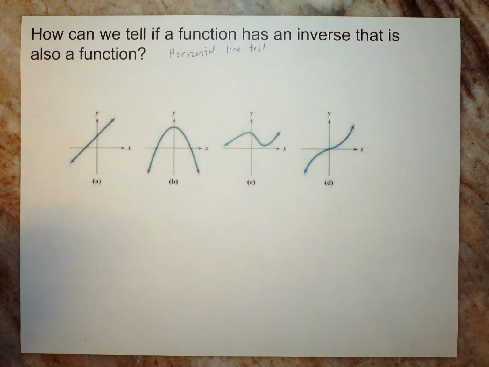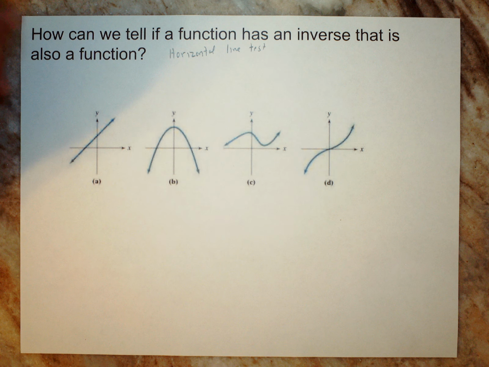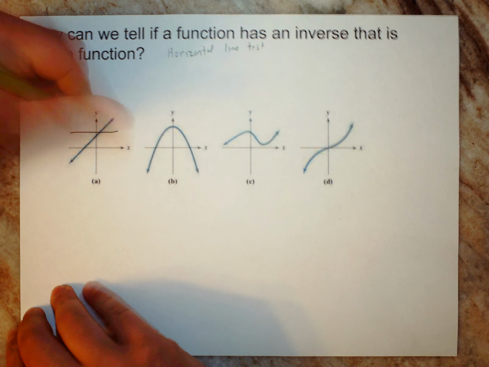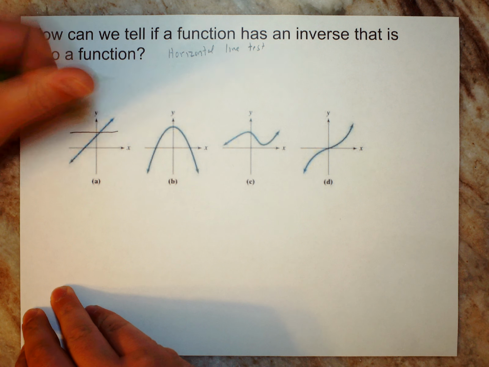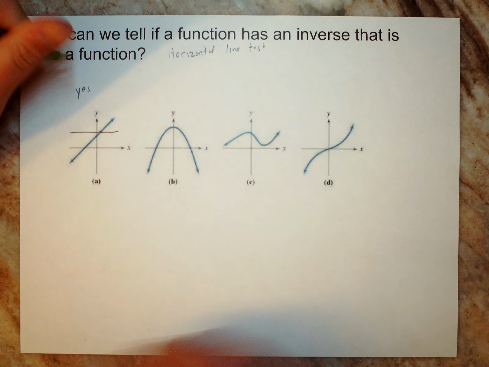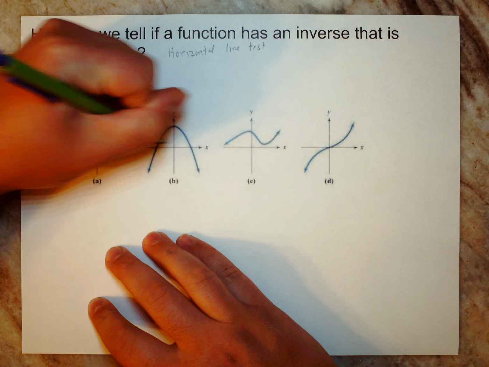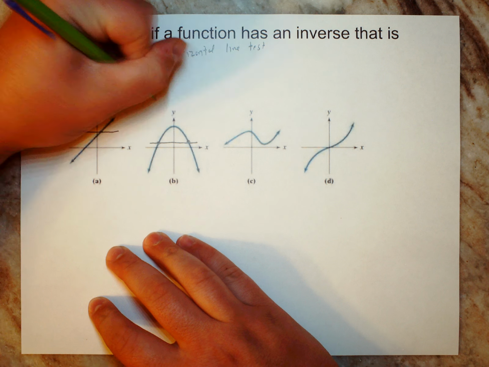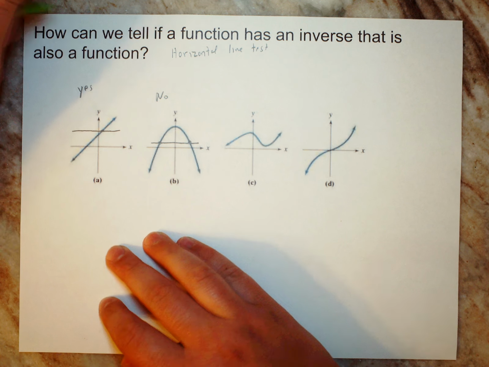So remember, a function provides exactly one output for each input. So we can tell if a function has an inverse that is also a function by drawing a horizontal line through. So for A, if we draw a horizontal line through anywhere on this, it's only going to hit at one spot. So this is yes. This parabola here, if we draw a horizontal line through, you're going to hit at 2 spots. So no, it does not.